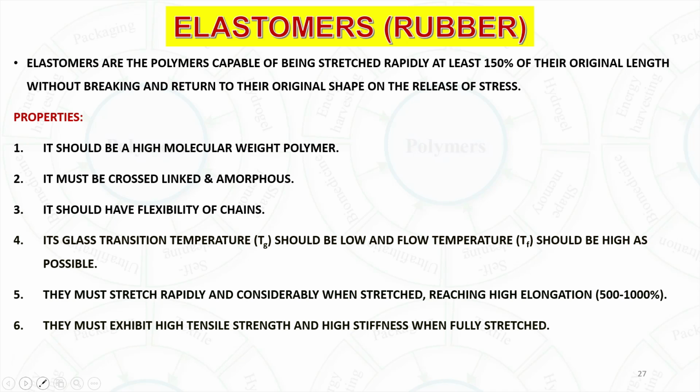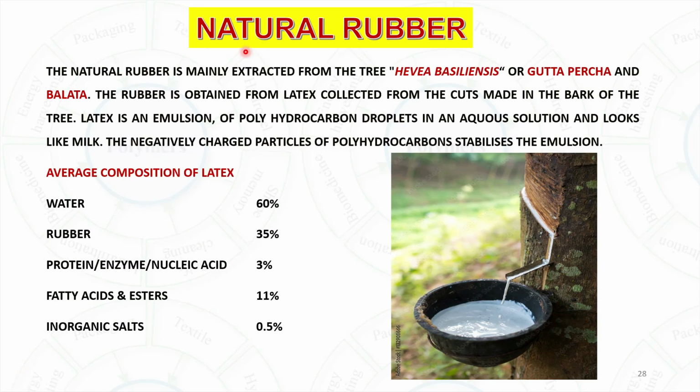Okay, and then you see natural rubber. What is natural rubber and how can we get it? So this is the process of extracting natural rubber from the tree. Basically, this tree is Hevea brasiliensis, also known as Gutta-percha. And sometimes if you don't have the Hevea brasiliensis or the Gutta-percha tree, then you may use Balata as well, right?